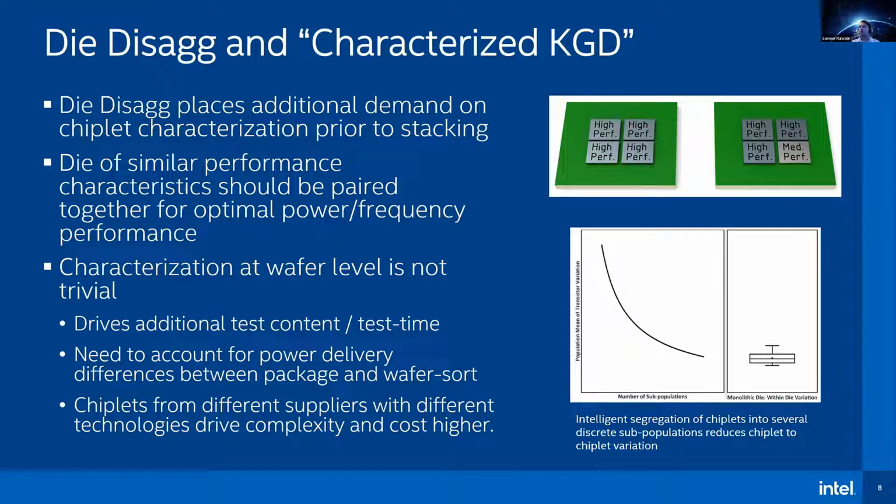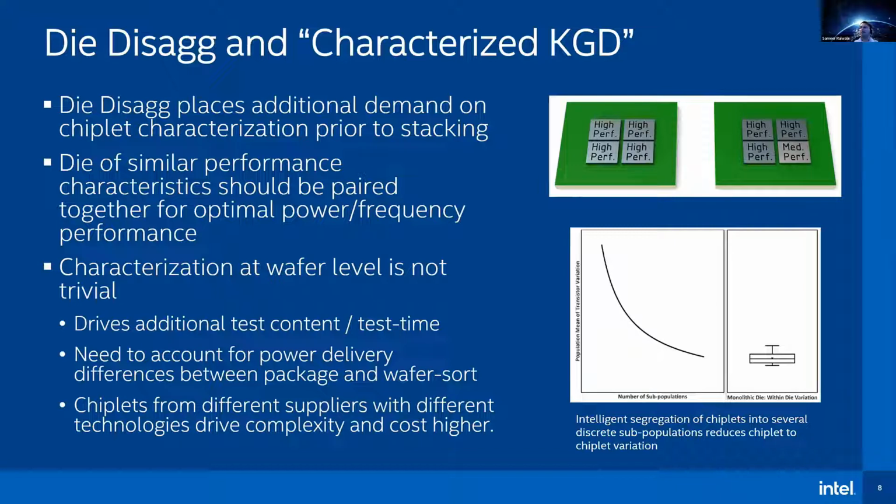Okay. Then let's talk about characterized KGD, or characterized known good die. So one of the interesting aspects of known good die and die disaggregation is, how do we pair them? How do we pair different chiplets when we go to package? Do we just randomize it? Or do we have a very specific strategy to pair different types of die with different performance levels before stacking, so that we get the right performance and right power characteristics of the final product?